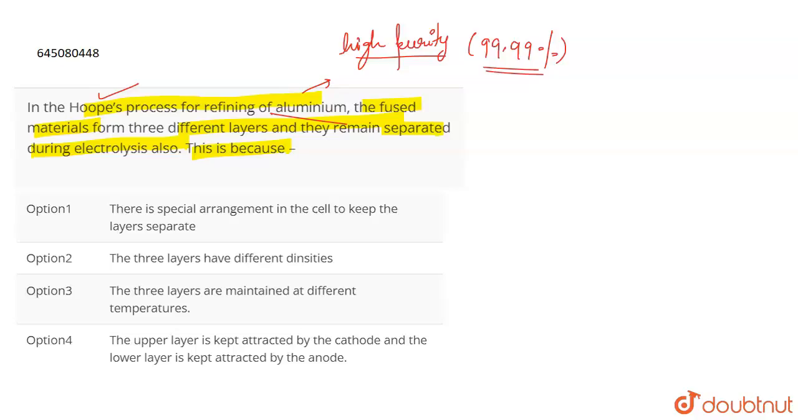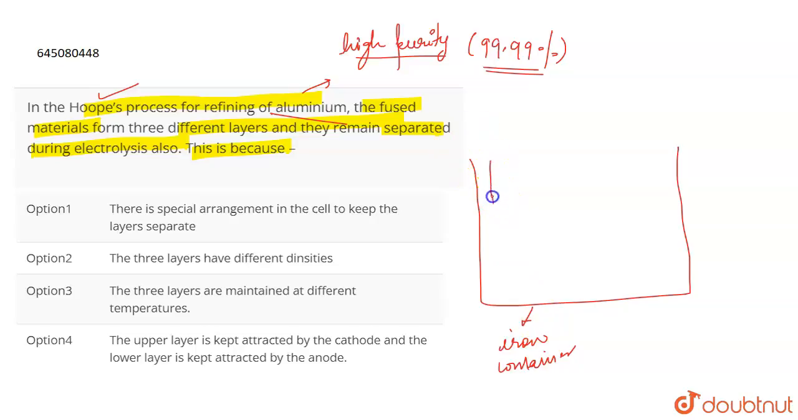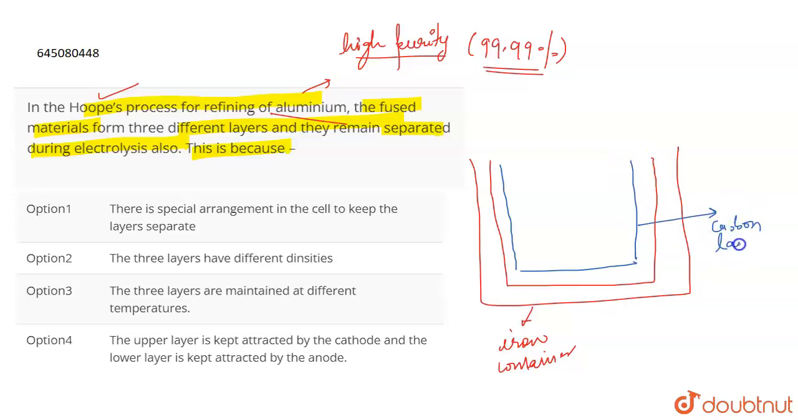So, if we talk about the setup of this process, Hoope's process, what really happens is that first we have an iron container, right? This container is made up of iron. Then we have a layer of carbon, okay? We have a layer of carbon which can be shown something like this. So, this is the carbon layer. So, we have 3 separate layers here. Okay, so we can depict it something like this.